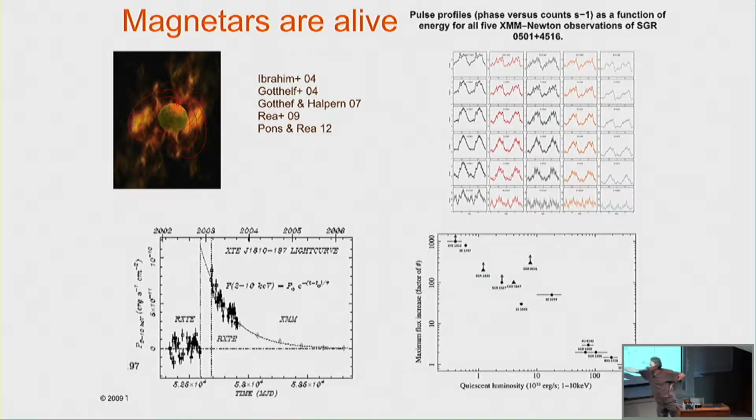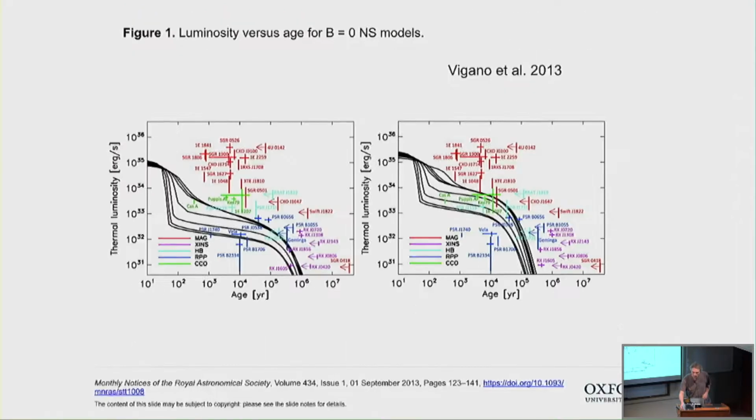So this is an example of an outburst in another source, which has lasted several months. And clearly this outburst must be powered by magnetic field. So there is a nice diagram illustrating the power of magnetic fields to create emission from neutron stars in this nice paper by Vigano et al. From 2013. So what we have plotted here is a variety of thermally emitting neutron stars.